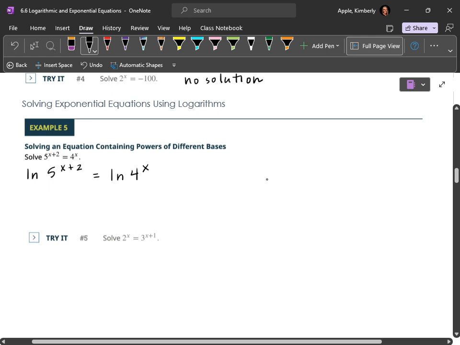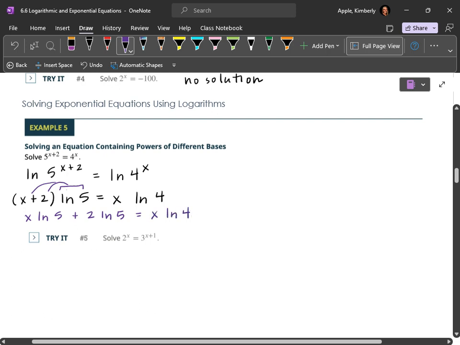And well, why does this matter? Well, the power property allows us to now move the exponent out into a coefficient, multiplied by the logarithm. And so we'll obtain this result. And then we just need to start cleaning this up. So the ln of 5 is a single number, and so we'll go ahead and expand by distributing that. And this will be x times the ln of 5 plus 2 times the ln of 5 equals x times the ln of 4.